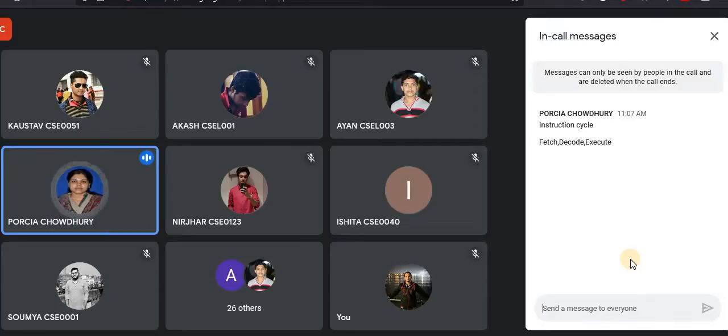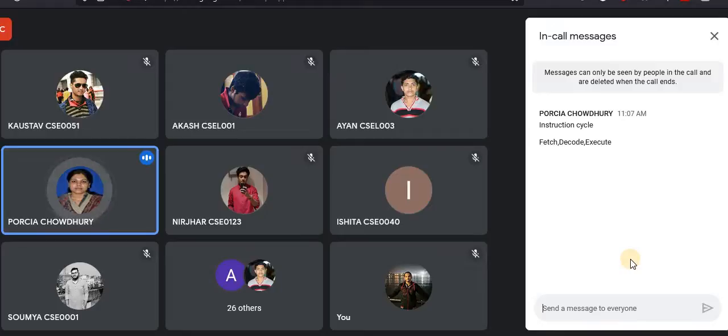So we have fetch, decode and execute. Now how can we divide it? First, what we will do is fetch the instruction from memory. That is the fetching portion. So fetch the instruction from memory and decode the instruction, because whatever the instruction is, we need to decode it. So first we will fetch the instruction from memory, then we will decode the instruction.